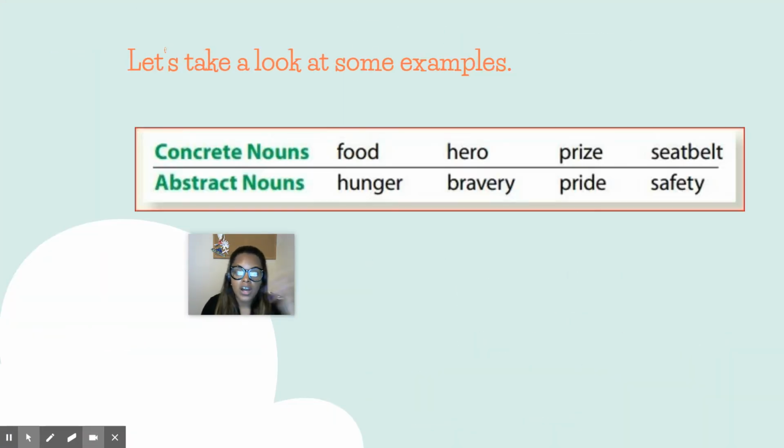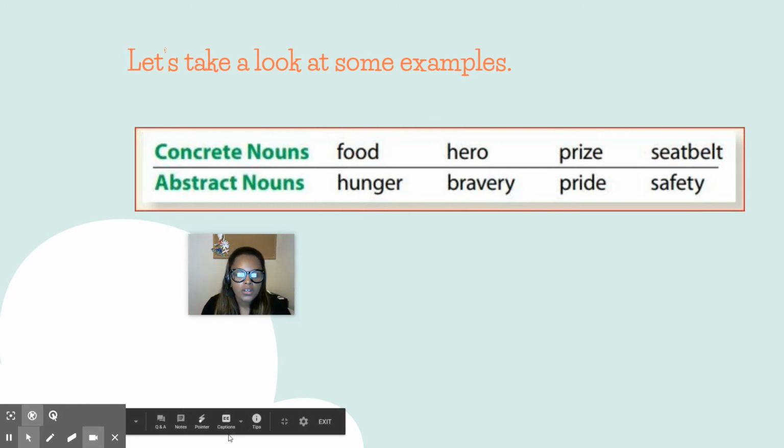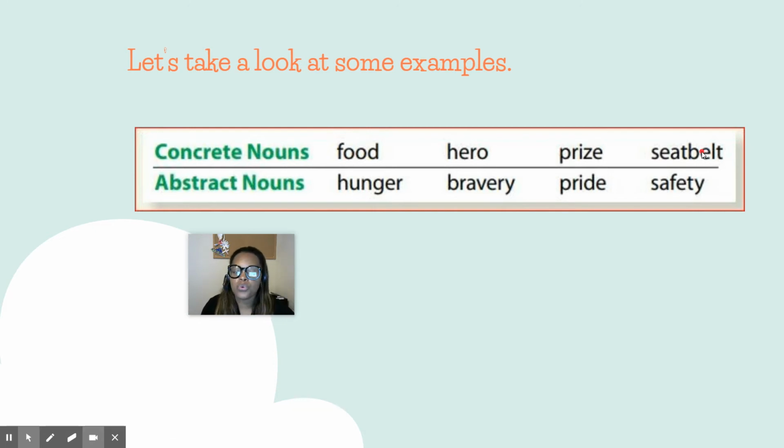So here's some examples of concrete and abstract. Food, hero, prize, seatbelt. These are all things that exist in the real world, so they're concrete. Now, abstract is hunger, bravery, pride, and safety. Now, I would kind of be a little on the hunger thing because hunger is something you can feel. If I asked that on a question and you guys chose hunger, I wouldn't hold it against you because when you're hungry, you can feel that. You can touch your tummy and be like, there's some things going on in there. Okay, so that's a little borderline, but for all intents and purposes, we'll leave it in abstract for today.